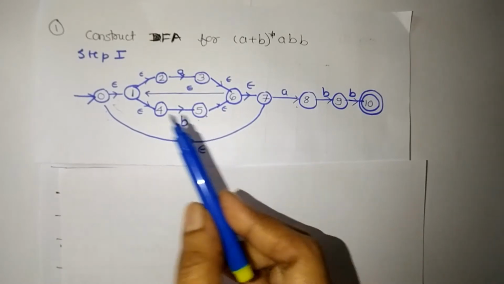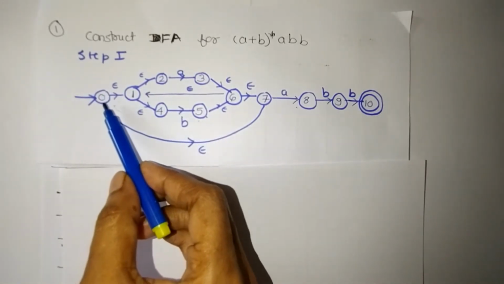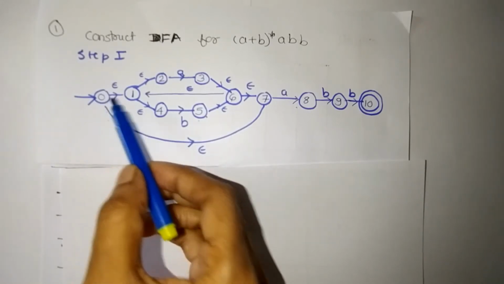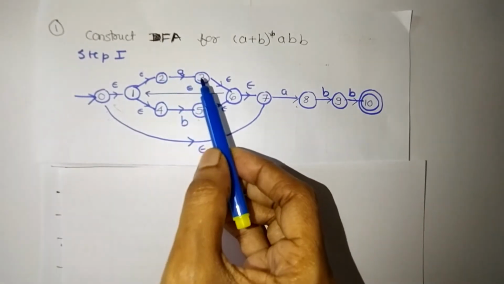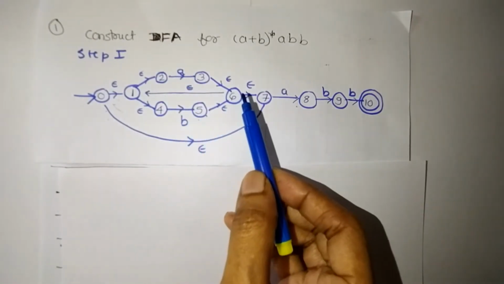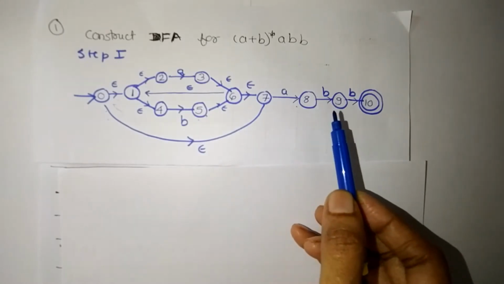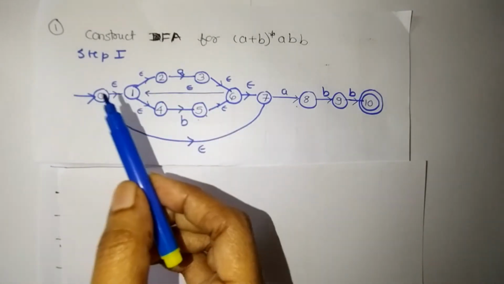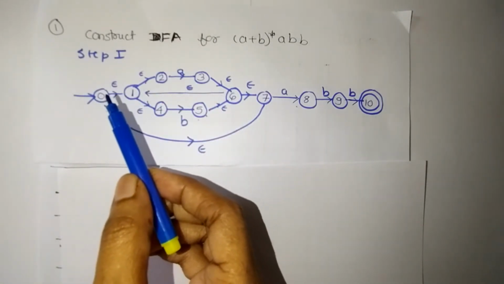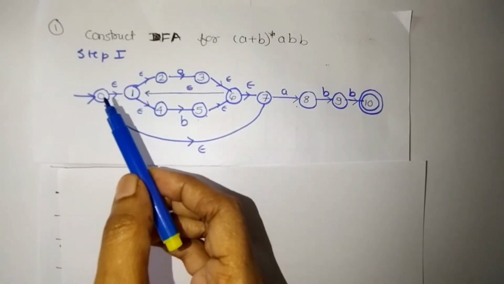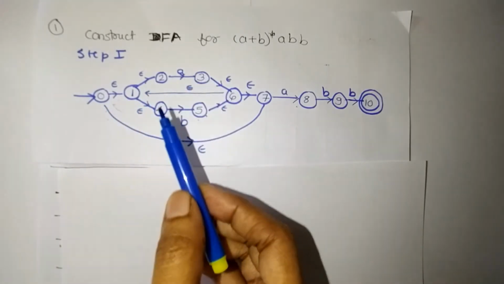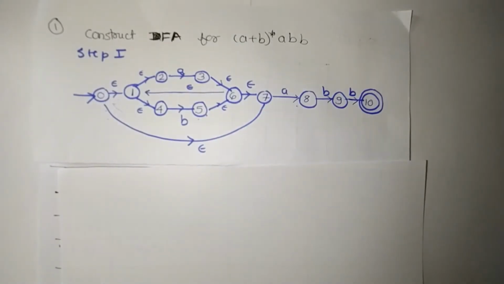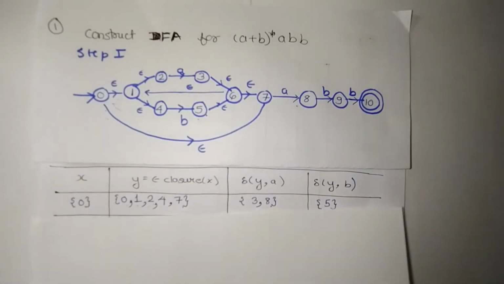In step 2, you have to mention the state names. For simplicity, instead of q0 I am writing 0, 1, 2, 3, 4, 5, 6, 7, 8, 9, 10. There is no restriction on how to name the states, but it is always recommended that you name the states in a sequence.